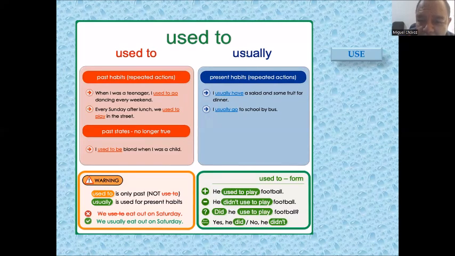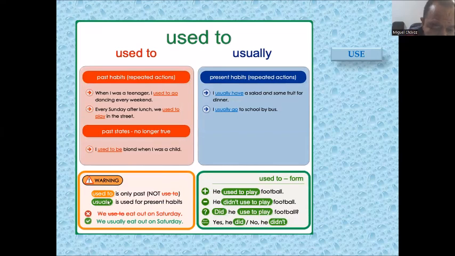As I told you before, if we want to express a present habit, we are going to use the adverb usually with the verb in present. It refers to repeated actions, but in the present. I usually have a salad and some fruit for dinner every day, perhaps. I usually go to school by bus. Then we have to mark the difference between past habits and present habits.